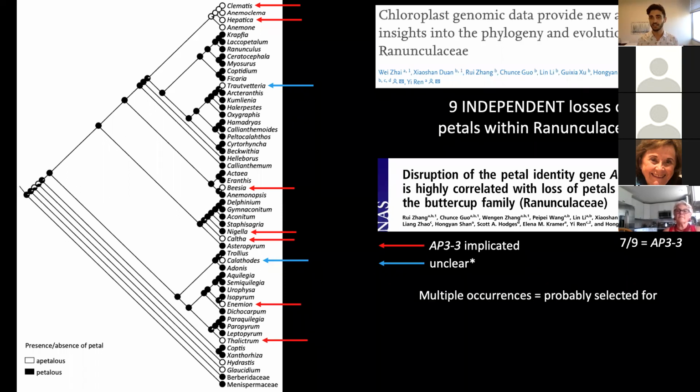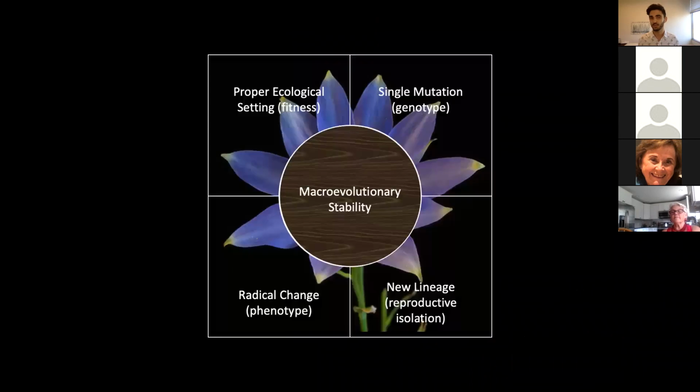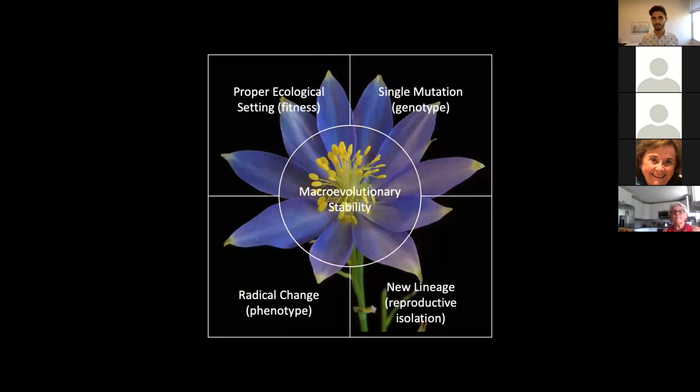The repetitive occurrence of the same phenotype, loss of petals, indicates that it was most likely in some way being selected for in these lineages. So yes, we can say this is a very stable macroevolutionary transition, and we get some bonus material that it seems as though the genetic mechanism, loss of function at AP33, is the preferred way to do it as well. So we can wipe out that part of our puzzle all the same.